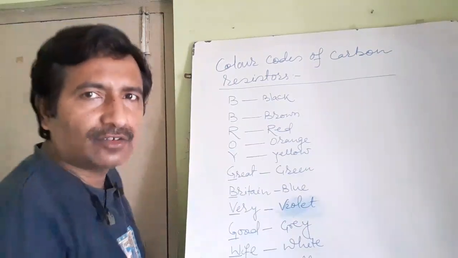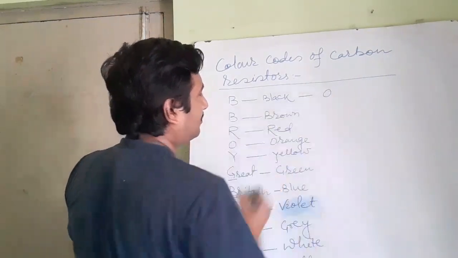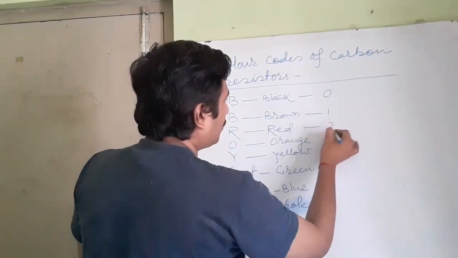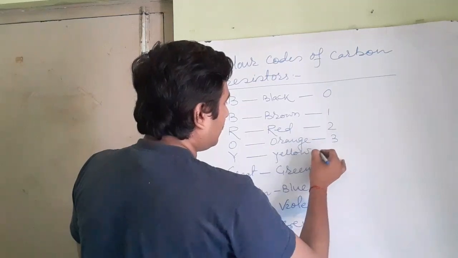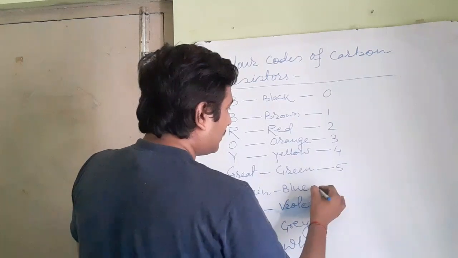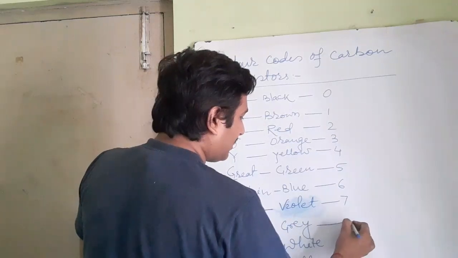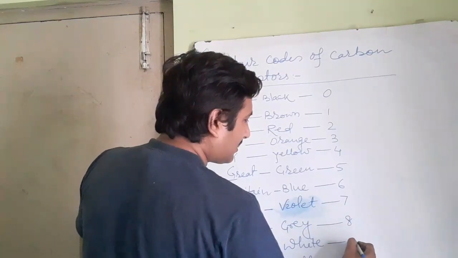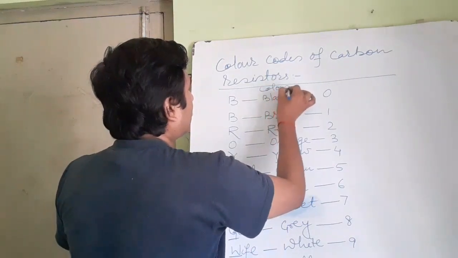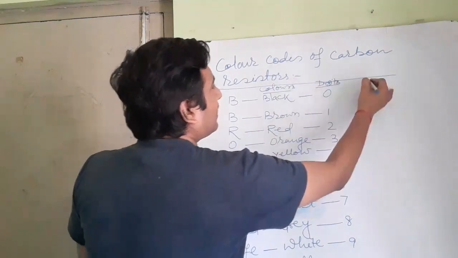Okay, now this black color stands for the digit 0, brown 1, red 2, orange 3, yellow 4, green 5, blue 6, violet 7, grey 8, white 9. Means these are colors, these are digits. And then the multiplier.